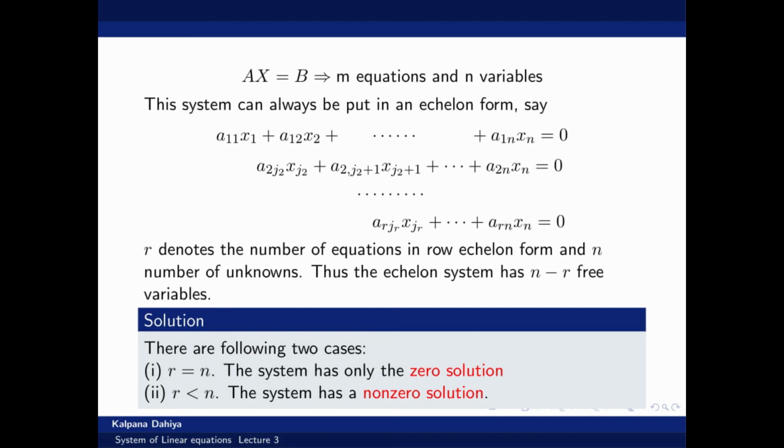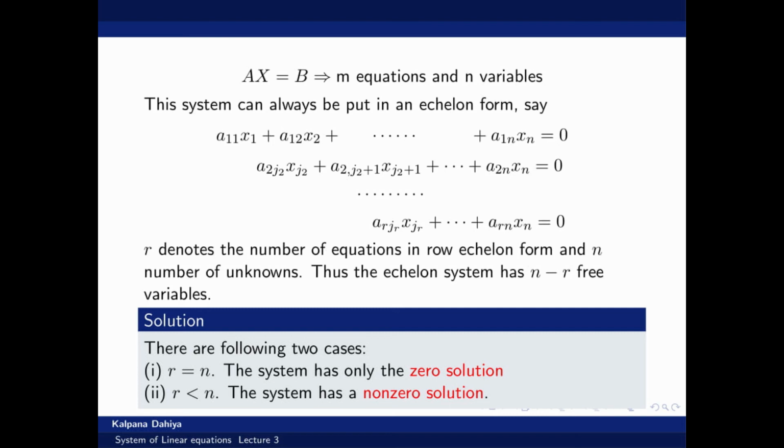So suppose I am reducing these m equations in n variables into echelon form, and we have the following echelon form. In this, I have r equations in row echelon form, and n is the number of unknowns. So from this echelon form, we can say that x1, xj2 and xjr are the pivot variables, and the remaining n minus r variables are free variables.